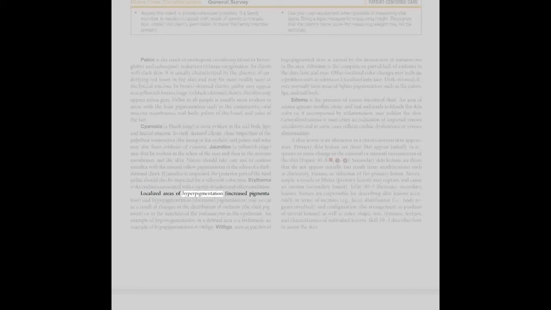Localized areas of hyperpigmentation (increased pigmentation) and hypopigmentation (decreased pigmentation) may occur as a result of changes in the distribution of melanin, the dark pigment, or in the function of the melanocytes in the epidermis. An example of hyperpigmentation in a defined area is a birthmark. An example of hypopigmentation is vitiligo.